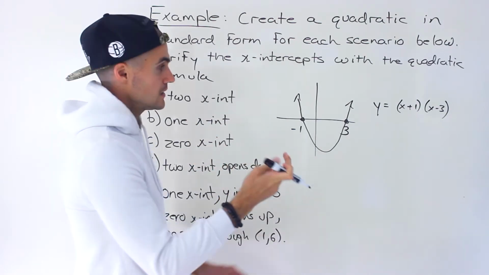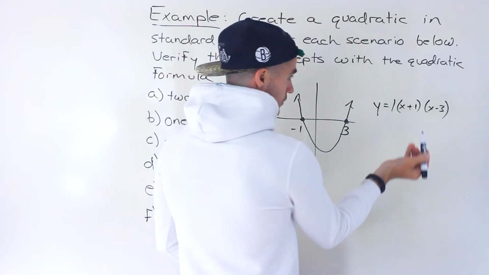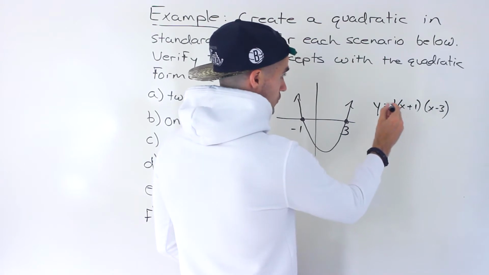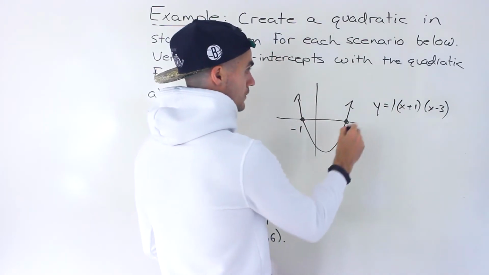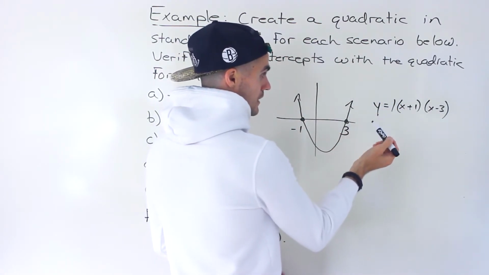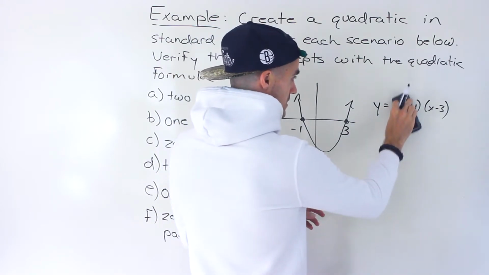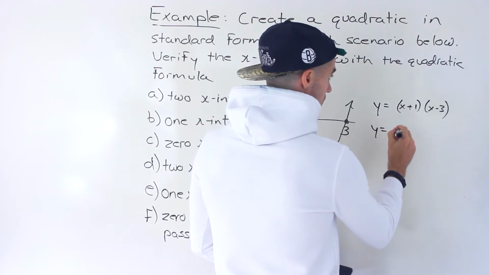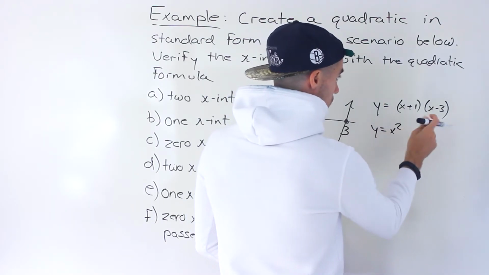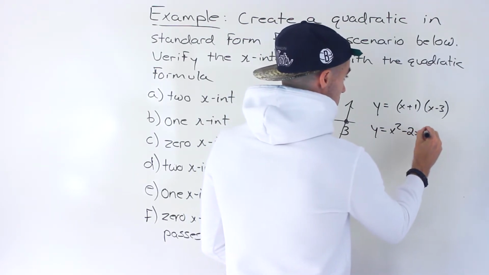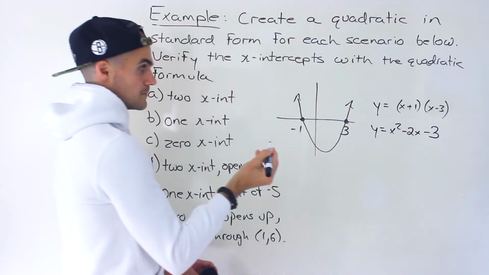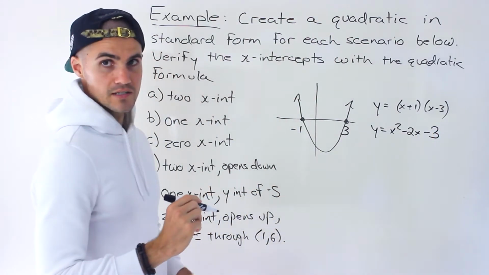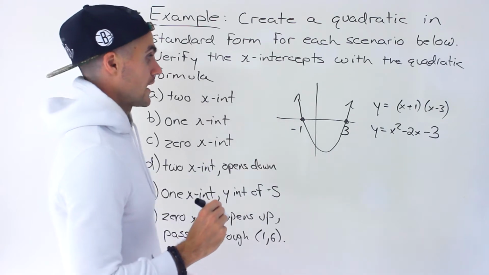So let's expand it. By the way, I'm just going to keep the a value here as +1, but you could put whatever you want here. This could be also opening down if you want to put this a value as negative. Again, I'm going to keep it positive. I'm just going to keep it +1. It's going to make our expanding a little bit easier. So we'd end up with what? X squared, -3x plus x would give us -2x minus 3. There's our quadratic right there, in standard form, that has two x-intercepts.